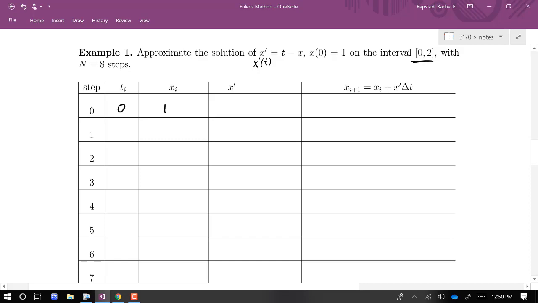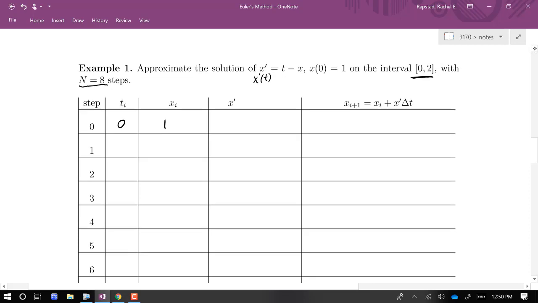We're looking at the interval from 0 to 2 using n equals 8 steps. So this was just like you might remember way back in Calc 1 when we were learning how to approximate the area under a curve. We had to find our delta x, like how wide each of those rectangles are. This is the same calculation. So our delta t is simply 2 minus 0. I take the right endpoint minus the left endpoint, and then I divide it by the number of steps. So 2/8 or a quarter, 0.25.